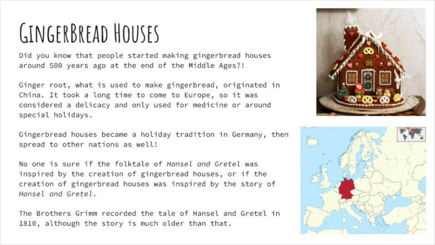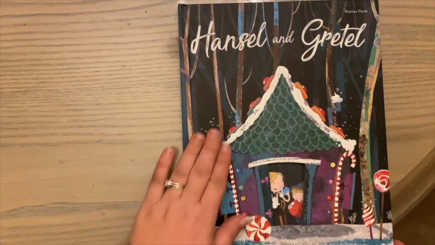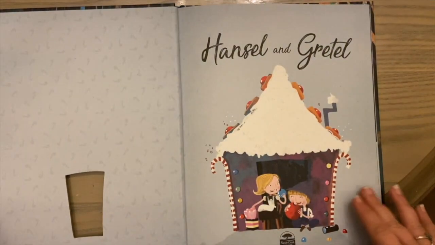Now let's follow along with me as I read you the story of Hansel and Gretel and then show you how to draw your own gingerbread house. Alright, today we're going to talk about Hansel and Gretel. So this is the story that I'm going to read you. Hansel and Gretel.